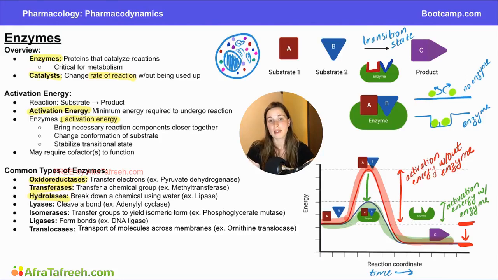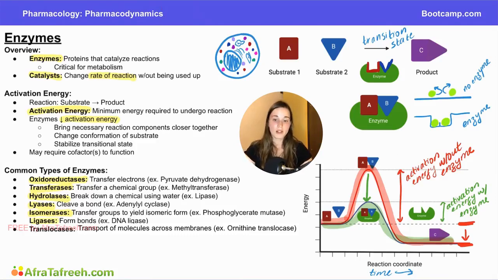For example, lipases break down fats into fatty acids and diacylglycerol by transferring atoms from water to the molecule and causing an intramolecular bond to break. Lyases, on the other hand, cleave a bond without using water. An example of a lyase is adenylyl cyclase, which breaks ATP down into the key signaling molecule cyclic AMP. Isomerases convert a molecule from one isomer to another, such as phosphoglycerate mutase, which moves a phosphate group from the third carbon on glycerate to the second carbon as part of glycolysis.